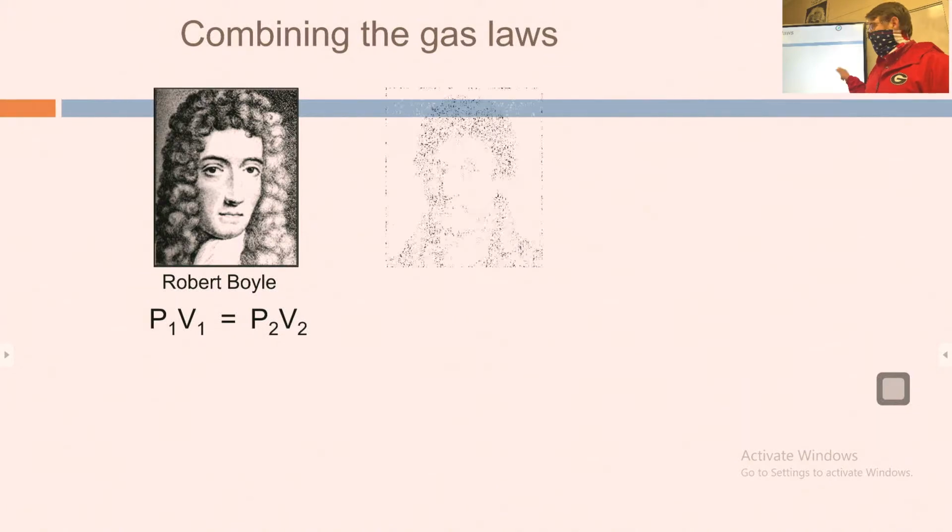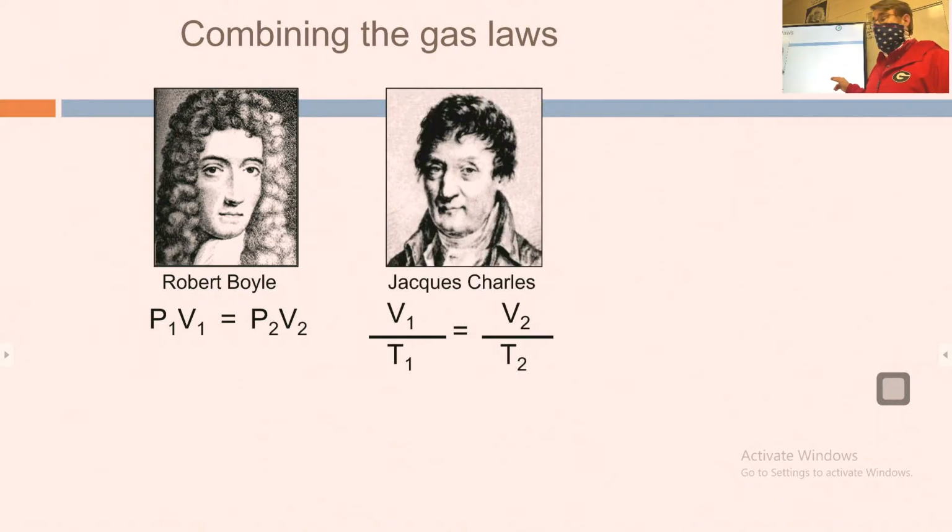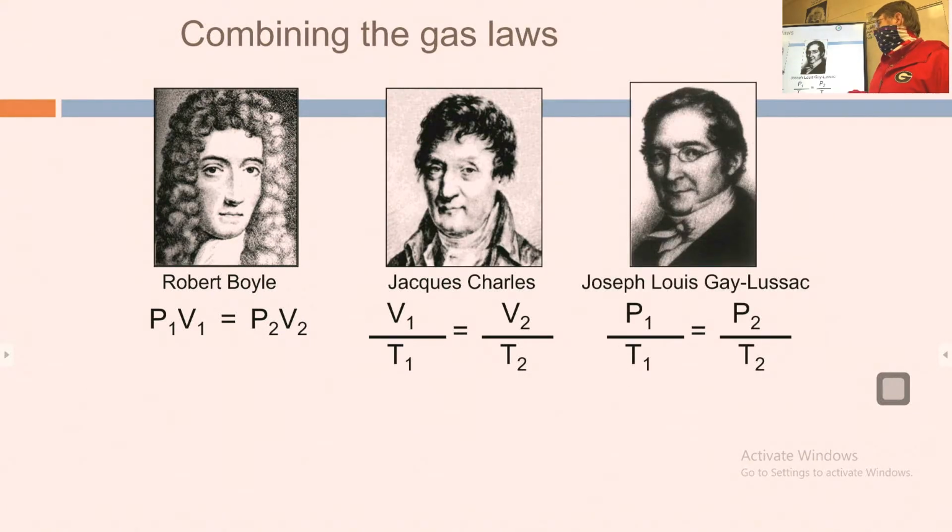What if I take Boyle's law, Jacques Charles' law, and Joseph-Louis Gay-Lussac's law? Whenever we look at PV, Boyle's law, we said temperature and moles are constant. Whenever we looked at VT, we said pressure and moles are constant. Whenever we looked at PT, we said volume and moles are constant.